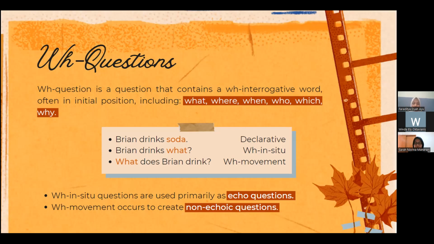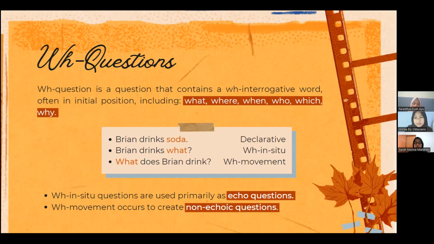Brian drinks soda. So how do we make it into a WH question? First, we have to change the DP, which in this case is soda, into a WH interrogative word, what. This is what we call WH in situ because the WH interrogative word is just there in place without any movement. WH in situ questions are used primarily as echo questions.